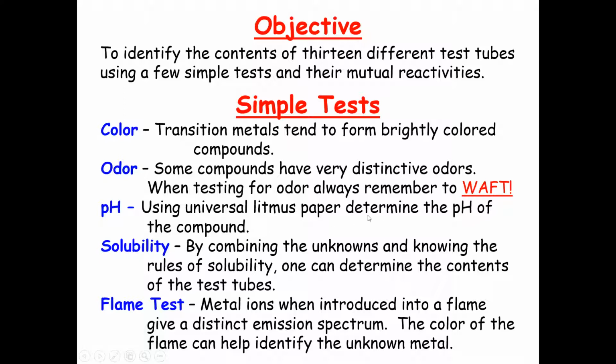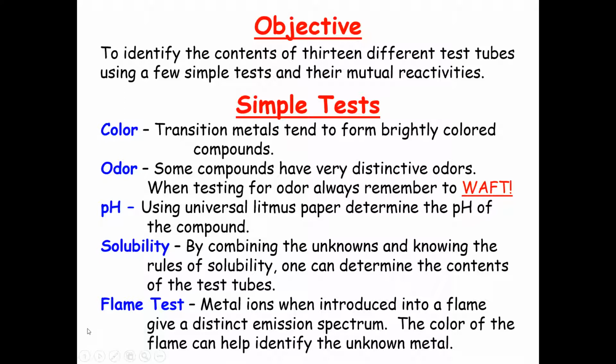The fourth thing is solubility. By combining the unknowns and knowing the rules of solubility, one can determine the contents of the test tubes. Some compounds are not soluble in water, and some are soluble in water. So by dissolving a sample of that compound in water, we can have an idea, and that would help us in identifying the ion that we are going to test.